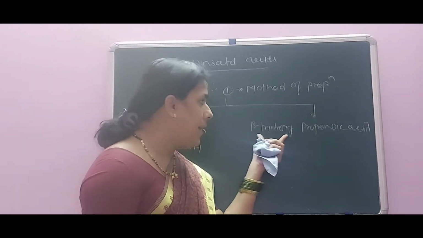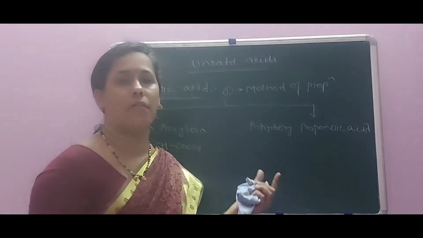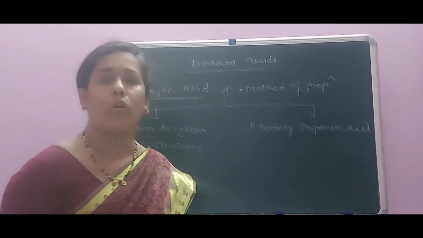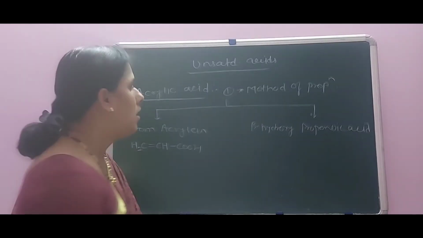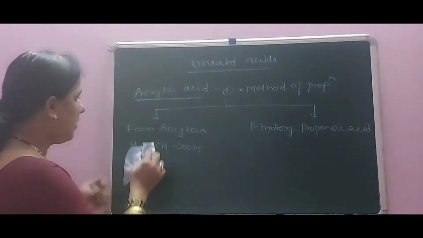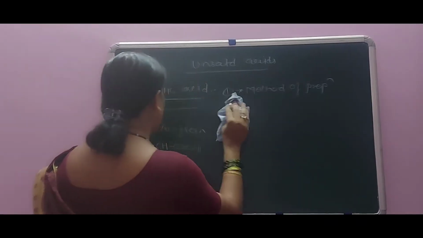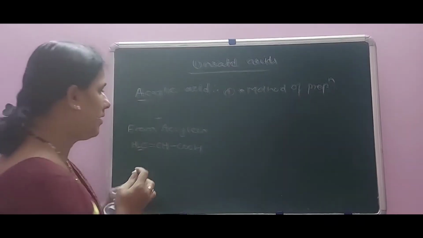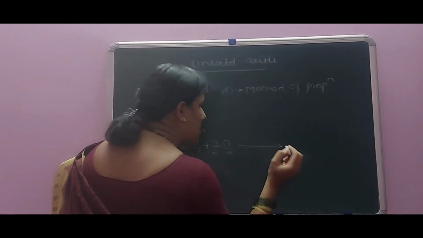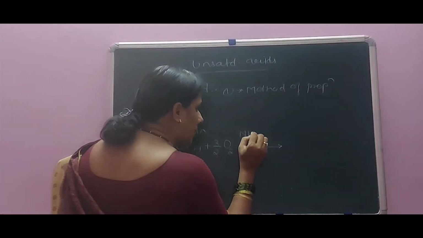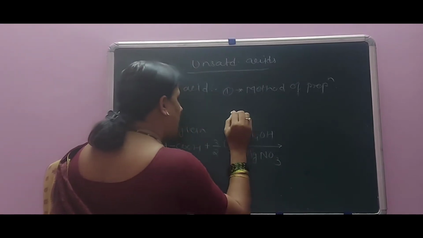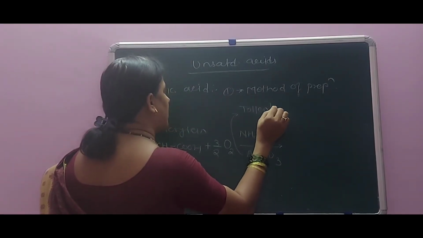And from beta hydroxypropanoic acid, by refluxing this propanoic acid with caustic soda or ZnCl2, it gives dehydration followed by acrylic acid. So one by one, from acrolein it uses 1/2 O2 in presence of Tollens' reagent, that is nothing but NH4OH in presence of AgNO3. It is also called Tollens' reagent.